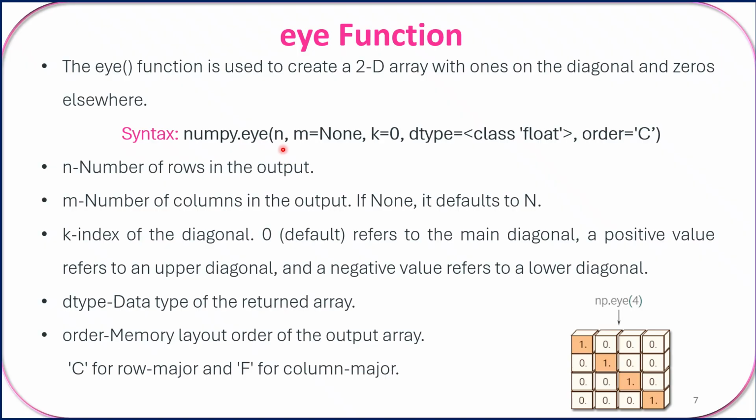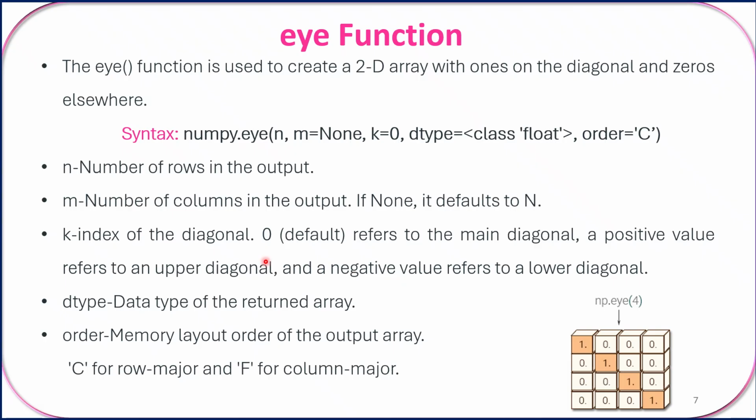So np.I, we specify the number of rows and columns here, and k is nothing but the index of the diagonal. If we don't give any value, it starts from this position. If in case we write k equal to 1, then it starts here. And dtype can be float or int or whatever it is, and order is C, meaning row major or column major.